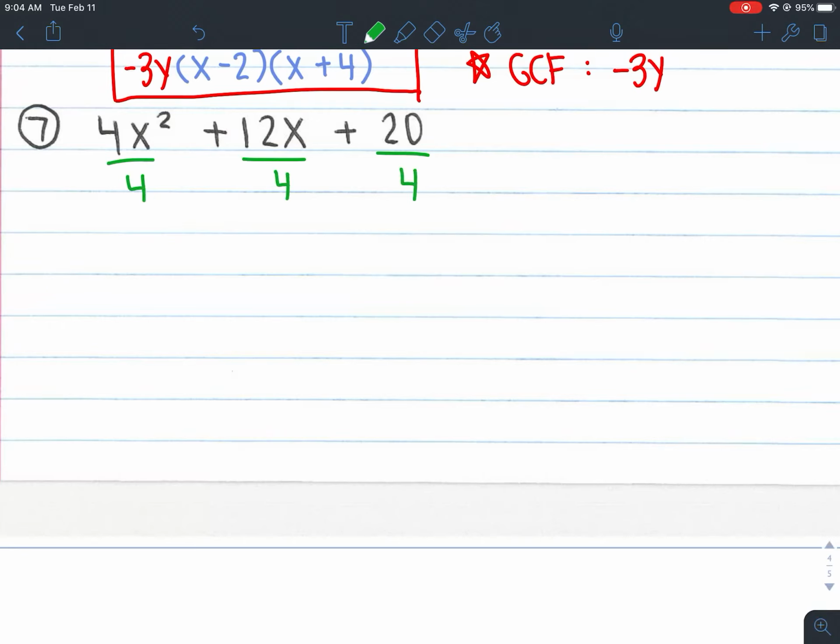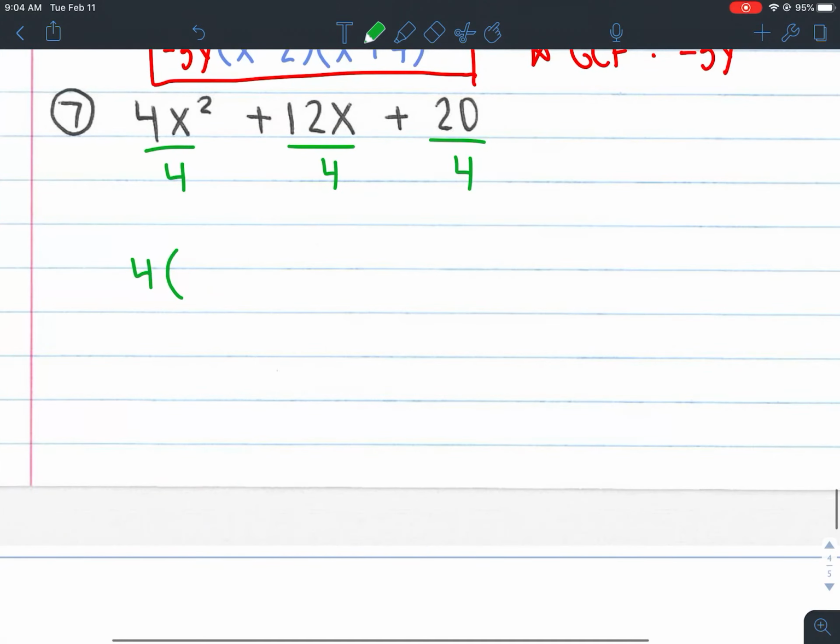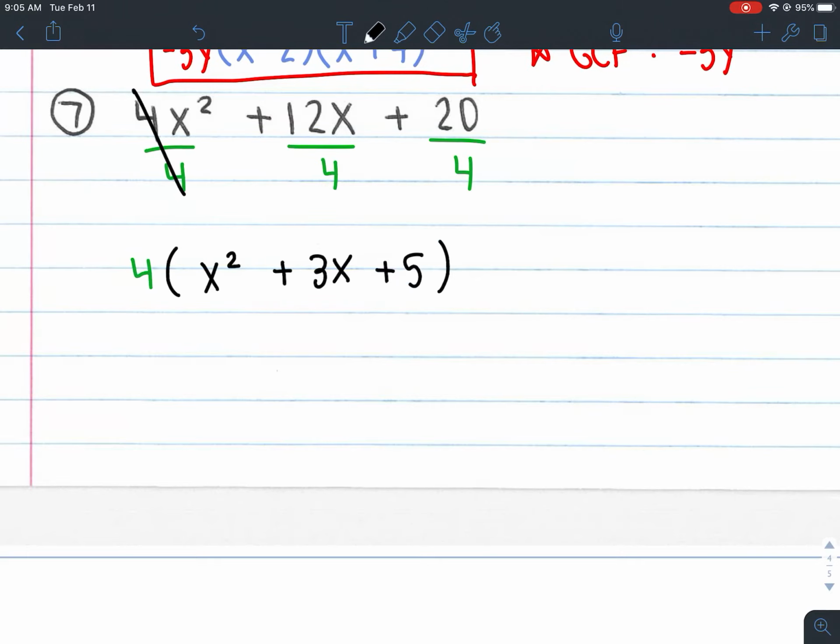Can I factor out any x's? No. That last term doesn't have any x's, so that means that when I factor, the only thing I factor is the 4. 4 divided by 4 cancels. I have x squared plus 3x, right? Because 12 divided by 4 is 3, and I have the x left over plus 5.